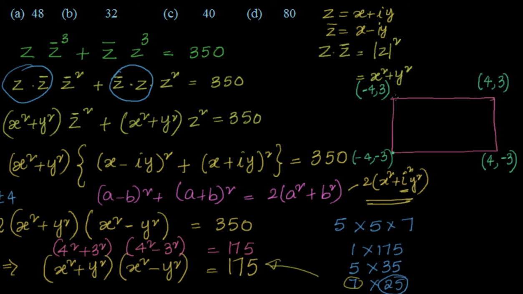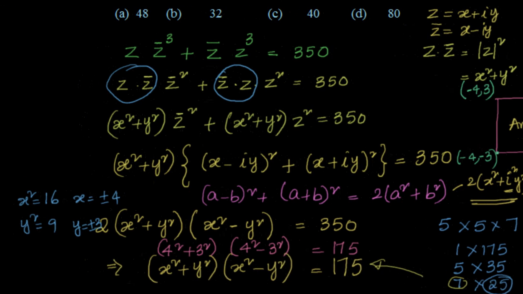We know that 4 comma 3 to minus 4 comma 3 is a horizontal line. That means the distance or length is equal to 8. 4 minus of minus 4 is 8. Similarly, the vertical distance or the breadth here is nothing but 3 minus of minus 3, that's equal to 6. So the area is equal to 8 into 6, that's equal to 48 square units. That should be our answer.